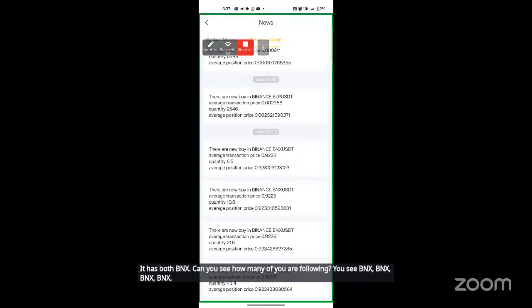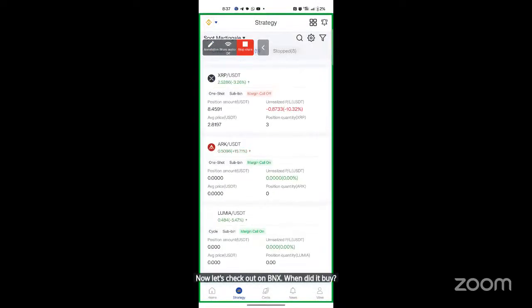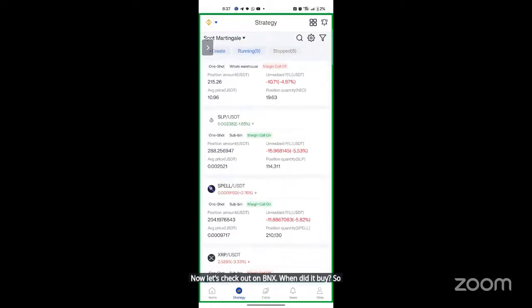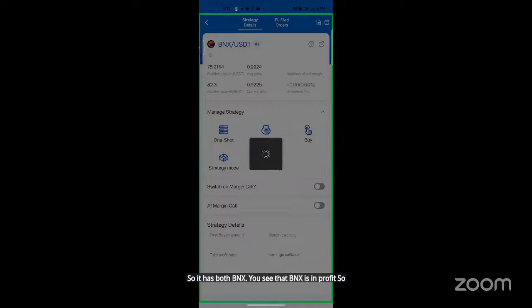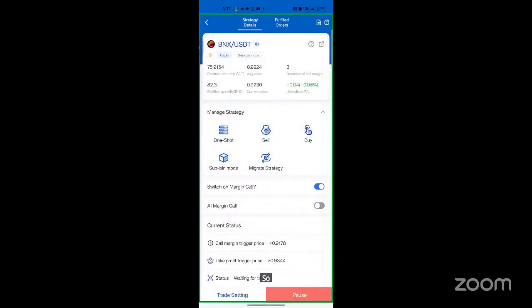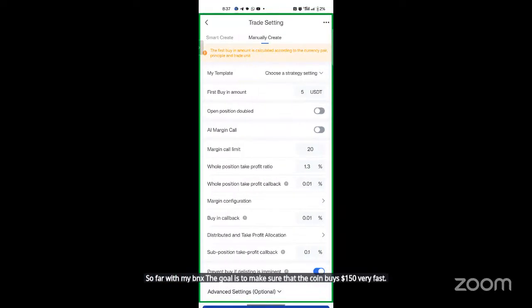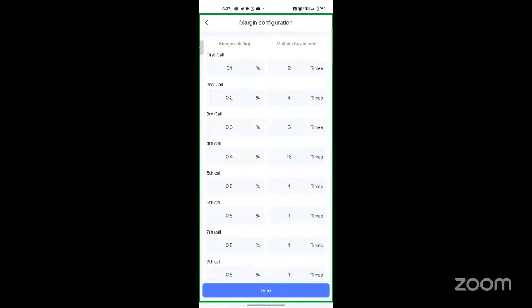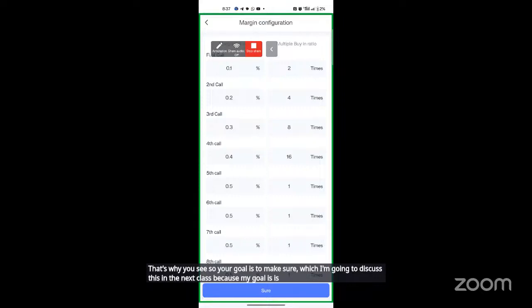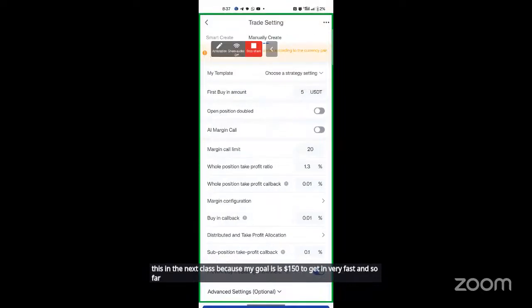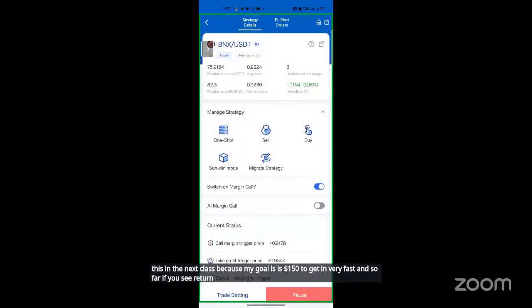Now let's check out on BNX. When did it buy? So it has bought BNX. Do you see that BNX is in profit? So when it entered the market, so far with my BNX, the goal is to make sure that the coin buys $150 very fast. That's why you see. We are going to discuss this in the next class because my goal is $150 to get in very fast. And so far, if you see return, it has put in 3.